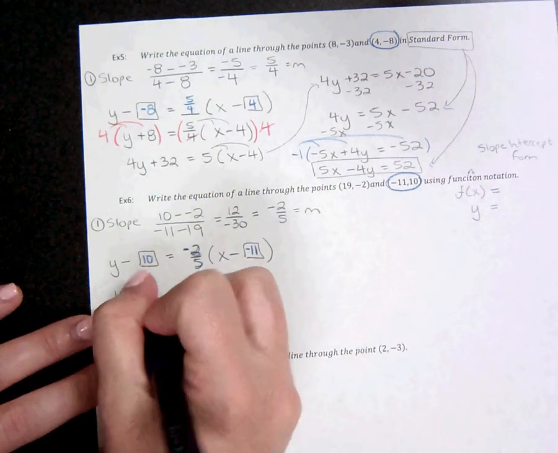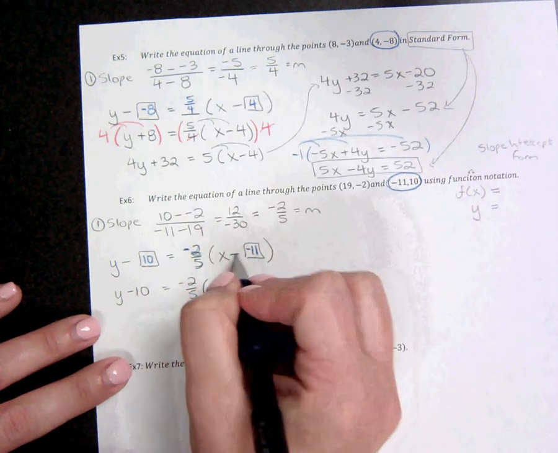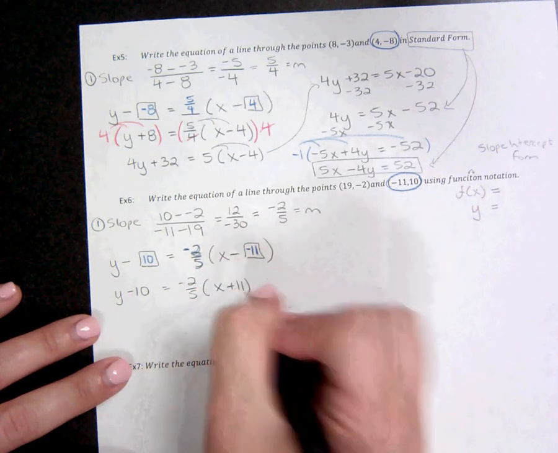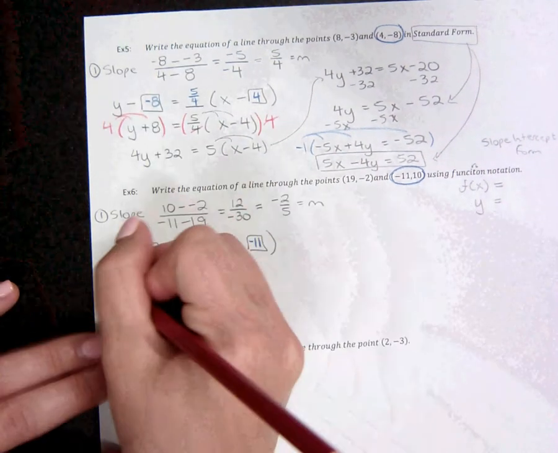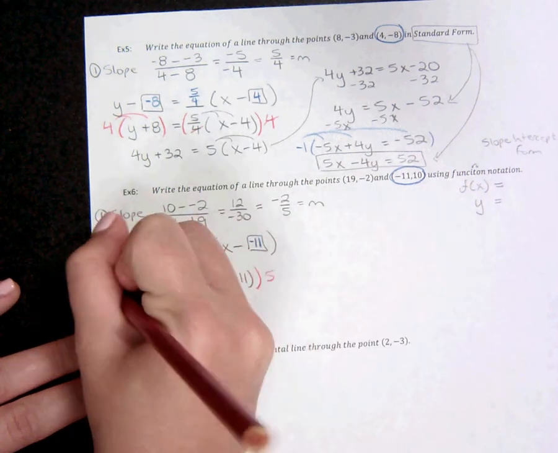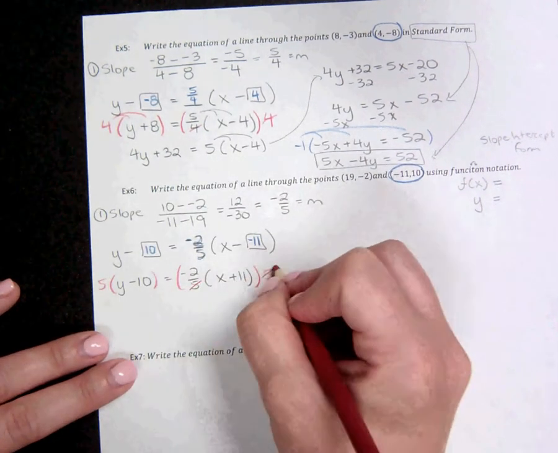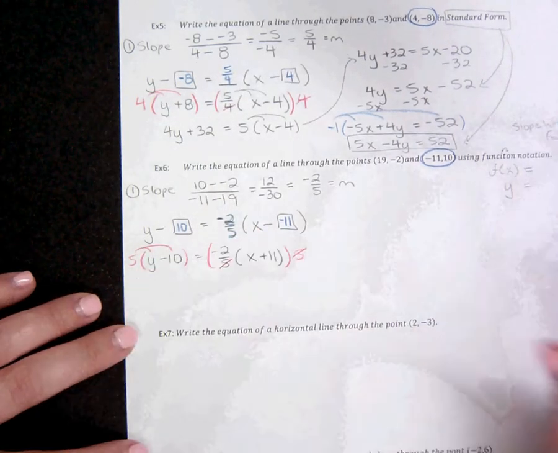This is y minus 10 equals negative 2/5 times x plus 11. Let's go ahead and kill that fraction so it makes it easier to work with. Multiply both sides by the denominator. On the right, it just cancels with the denominator. Nothing else changes. On the left, we distribute.